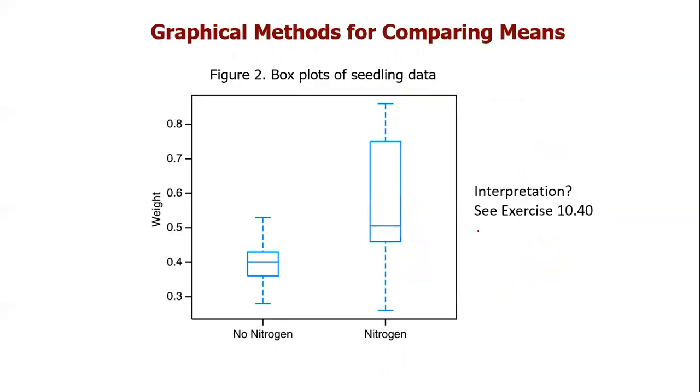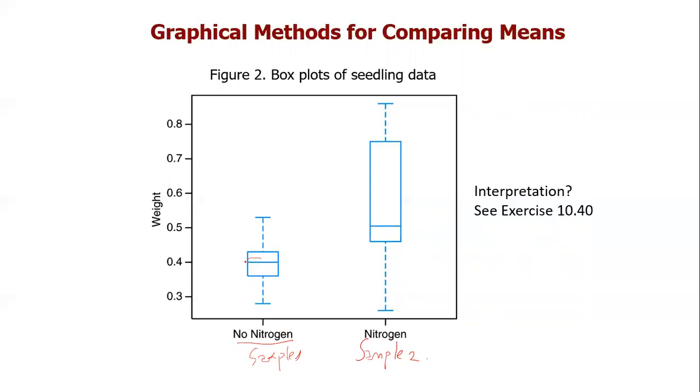This is another box plot for another type of data. I forgot the question, but here this is the first sample. Let's say this is sample one with no nitrogen, and this is sample two with nitrogen. What I will try to do is compare the means.